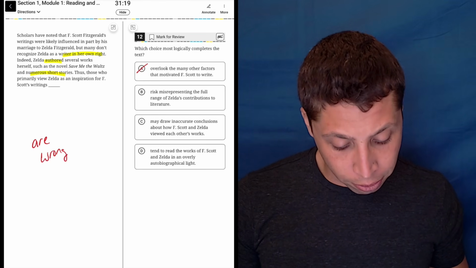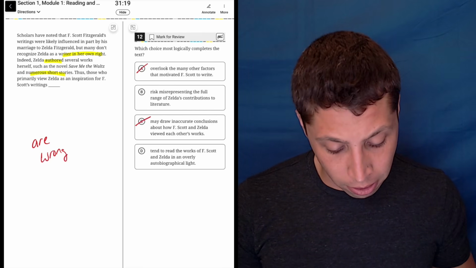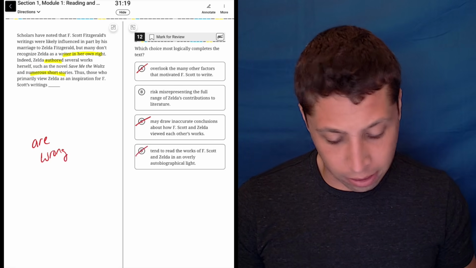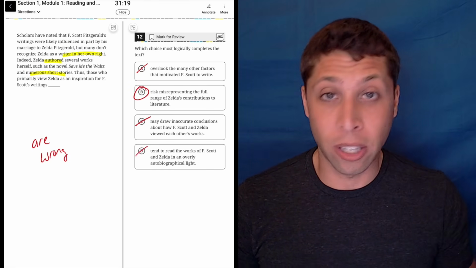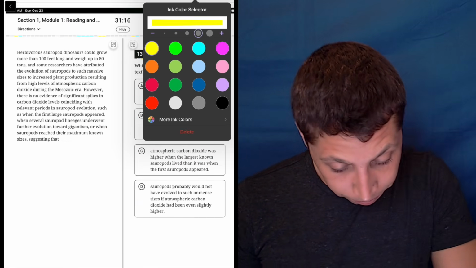C, may draw inaccurate conclusions about how F. Scott and Zelda viewed each other. No, it's not about the two of them together. Tend to read the works of F. Scott and Zelda in an overly autobiographical. No, I don't think there's anything to do with it. So it seems like B is the only one that's just kind of saying they're wrong. All right. 13. Completes the text.